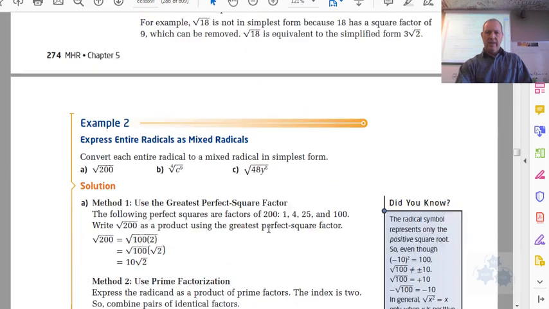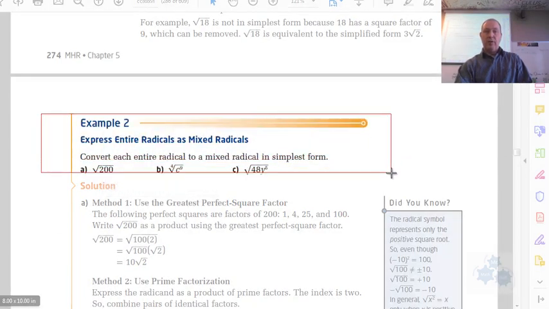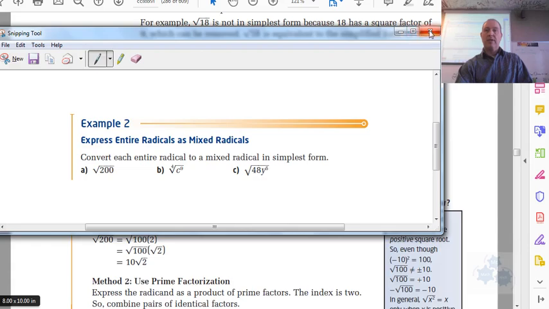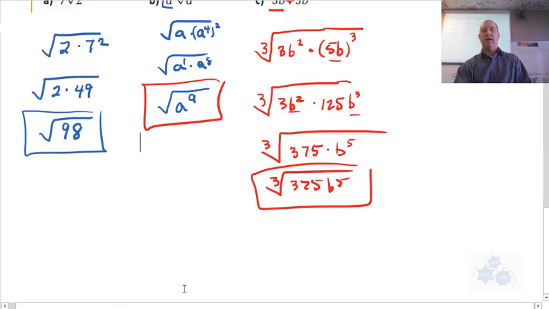Here's your turn. Now let's go the other way, because this is the most important, really. This is the most important. So example 2 says express as mixed radicals. And this is simplifying radicals.